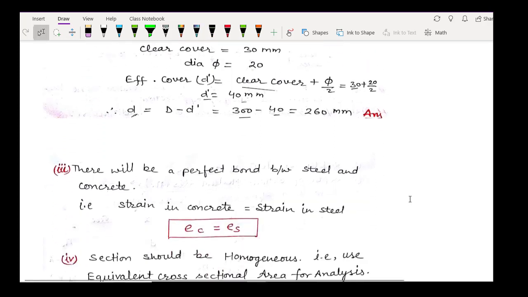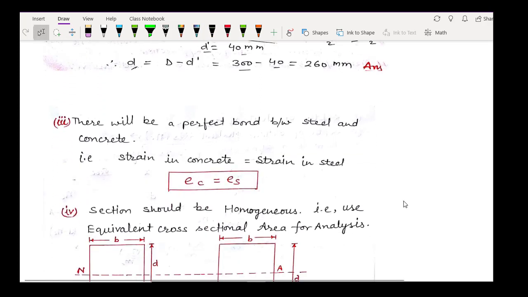Okay, also the third assumption is that there will be a perfect bond between steel and concrete. Means we assume that the bond between steel and concrete is perfect, so therefore strain in concrete will be equal to strain in steel. Means the strain coming on concrete will be equal to the strain coming on steel, because both are perfectly joined or bonded in the RCC.